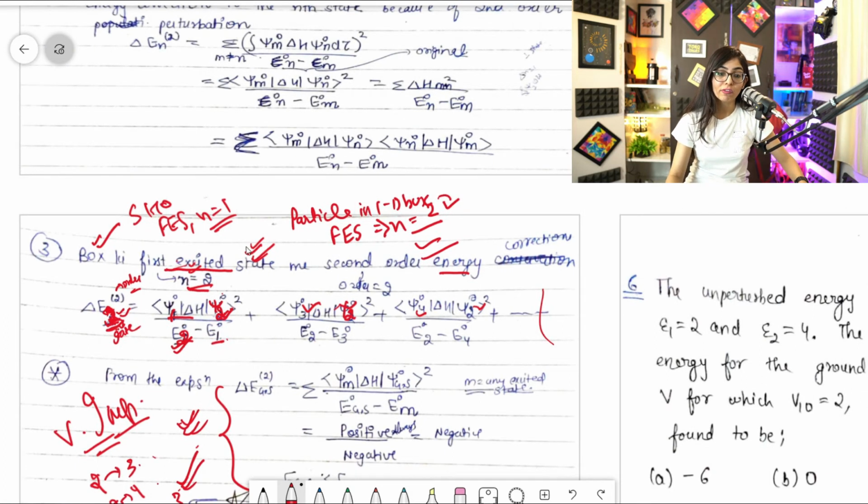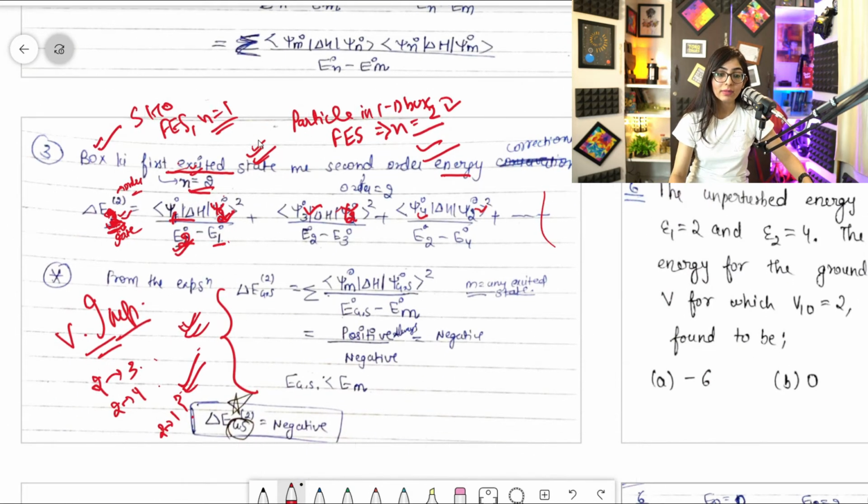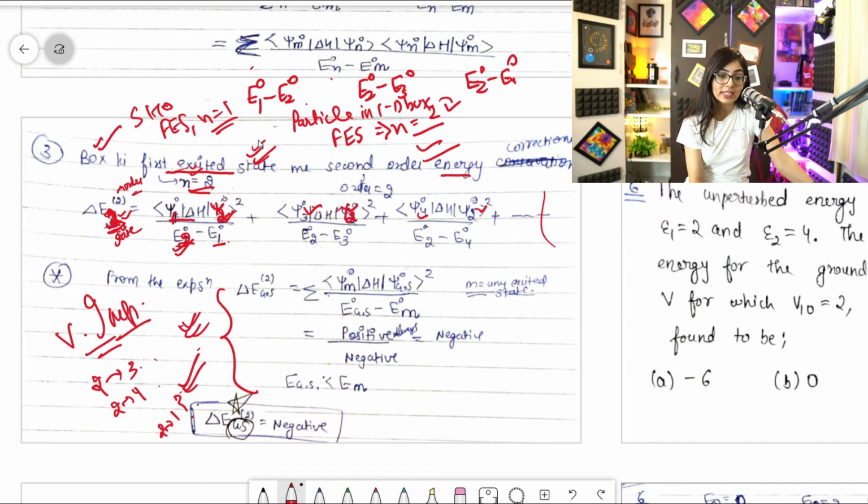If you think in this lower manner, I should write E1 naught minus E2 naught, then E2 naught minus E3 naught, like this, 1 with 2, 2 with 3, and then E2 naught minus E4 naught. So that would be wrong. You can see that in the first state it is opposite, because now we have taken the second state. So you should not think that it will go in increasing order.